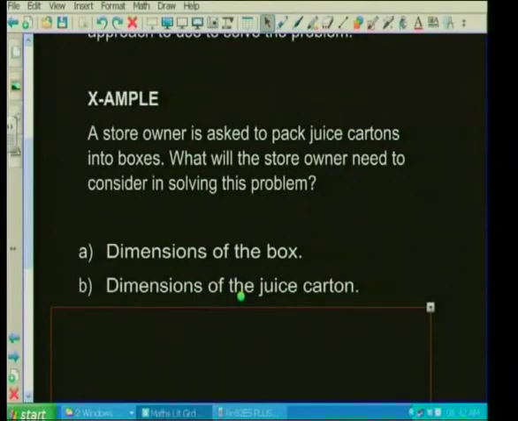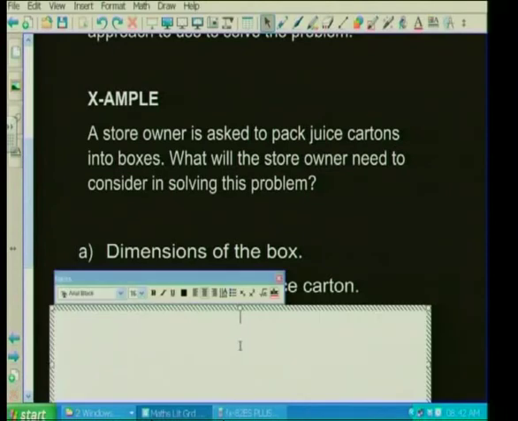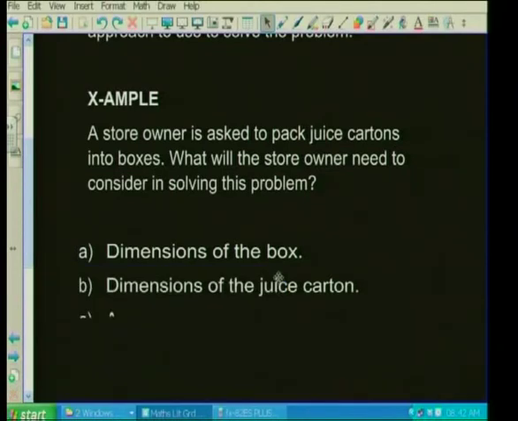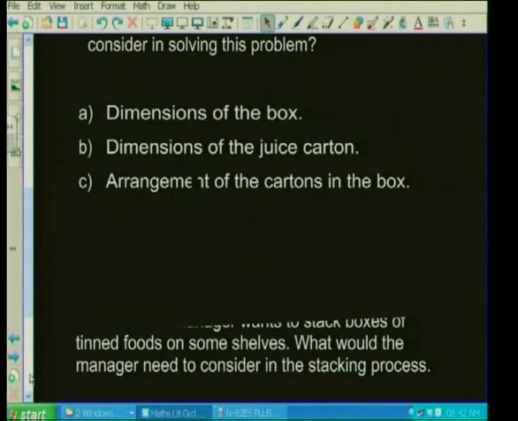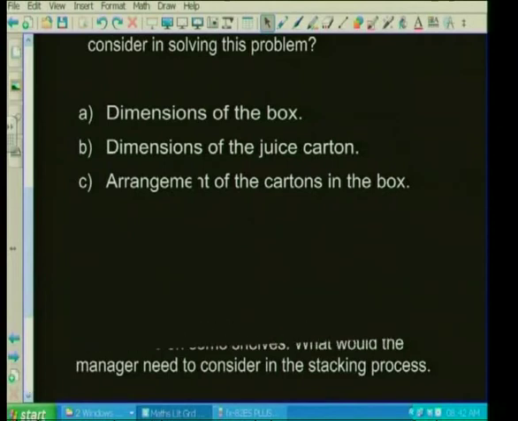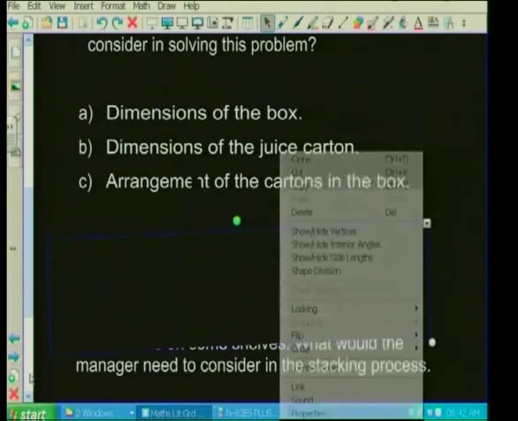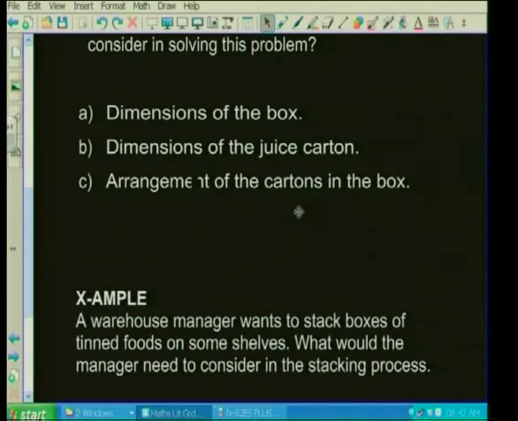The dimensions of the box. What does the actual box that we're packing the cartons into look like? What size is it? Then we'd need to consider the dimensions of the actual juice cartons. And lastly, we're looking at the arrangement of the cartons in the box. So there are 3 things that he would need to consider: the dimensions of the box, the dimensions of the juice carton, and which way we want to actually pack those juice cartons in the box.